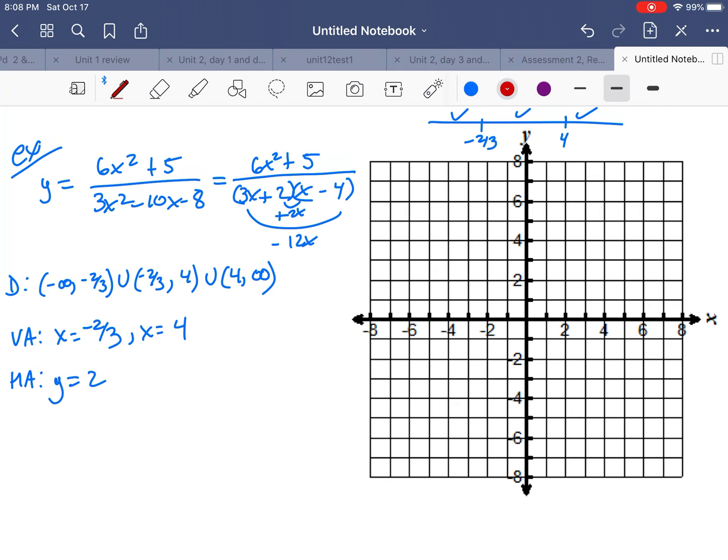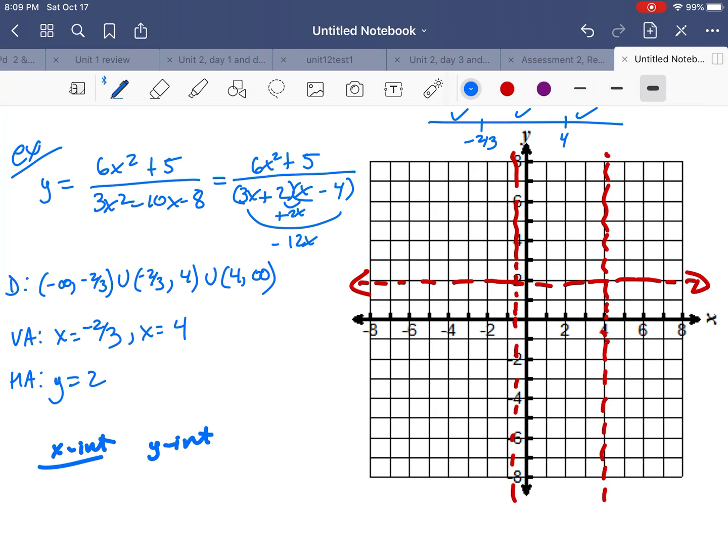So if I was going to start drawing this graph, I would draw my asymptotes. X equals negative 2/3, so right about here, and then x equals 4. This graph is more complicated because it has 2 vertical asymptotes, and then y equals 2, so across here. All right, and let's real quick go and do our x and y intercepts.